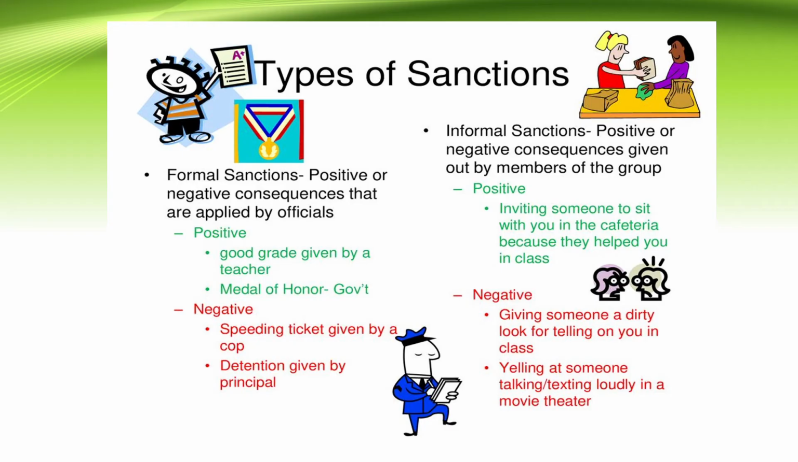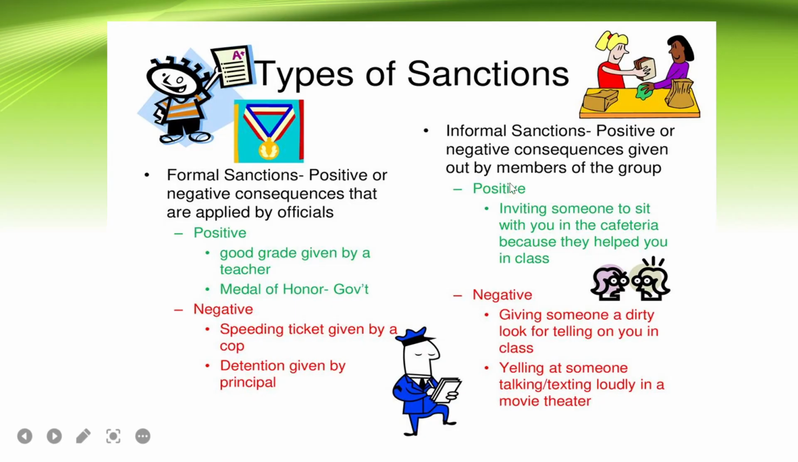On the other hand, informal sanctions are positive or negative consequences given out by members of the group. So if formal sanctions are usually applied by officials and high-ranking individuals, in informal sanctions, we are actually looking at the members of the group. So we have here examples of positive and negative informal sanctions.